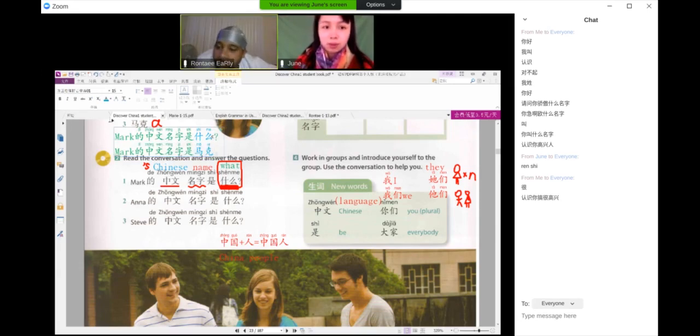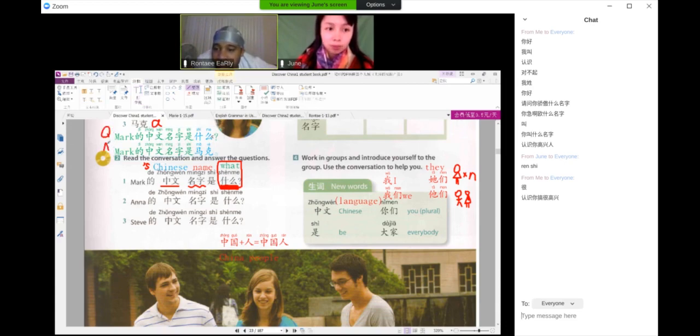Okay, I understand. So I repeat most of the question that was already asked, but then I replace it with the answer. Yes, exactly. And Chinese is not hard because the order is the same as how you say it in English. That's why I say not hard, right? In English, you will also say Mark's Chinese name is 马克. So that's exactly 中文 Chinese 名字 name 是 is 马克.